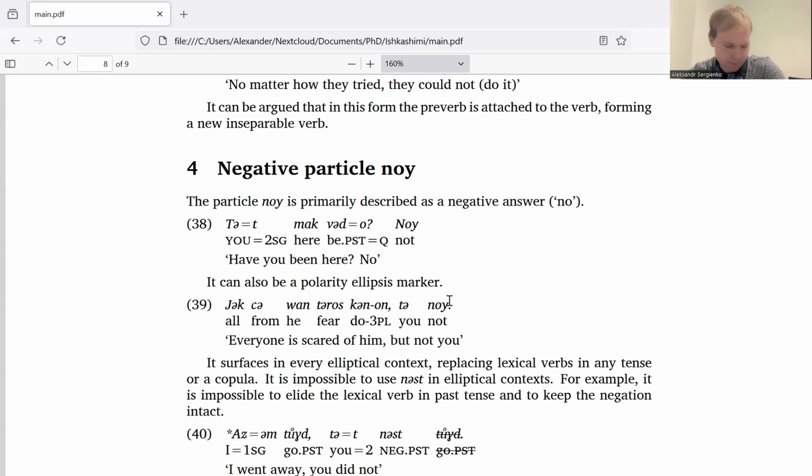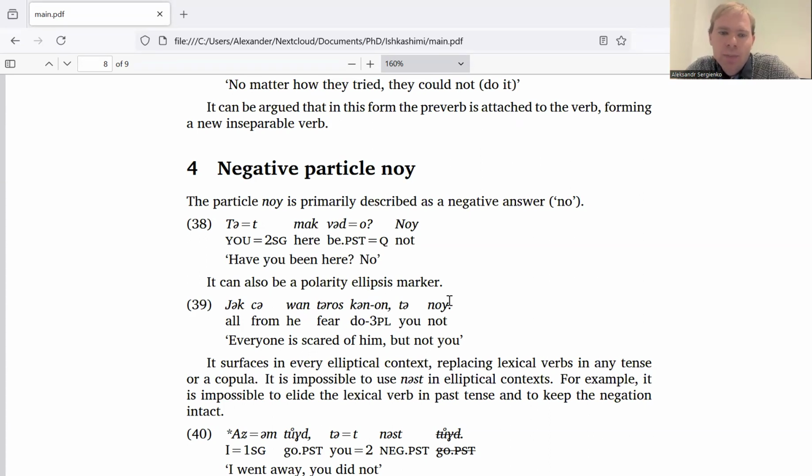So the last thing is the negative particle noi, right? This particle is primarily described as negative answer no. That's how grammarians talk about it. Have you been here? No. I would call it a prototypical context of noi. And you also see it in Shugni, which is nai, and this no nai can appear in Sarikoli in very interesting contexts. But let's talk about Ishkashimi.